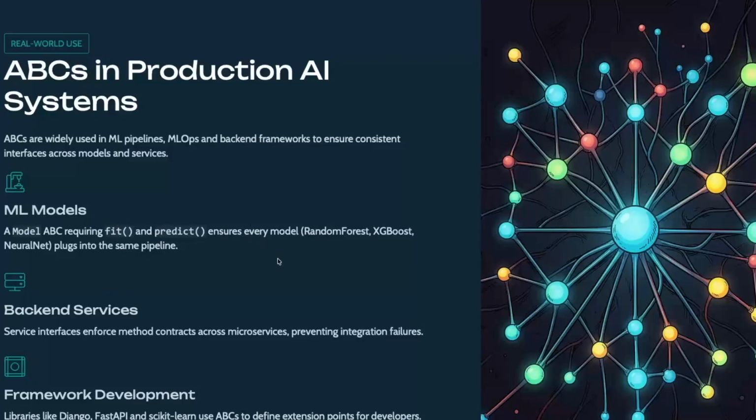Here, we could create a model abstract base class requiring those methods. Then, every new model automatically follows the same interface. A training pipeline can safely execute model.fit and model.predict without caring which specific model is being used. This pattern is extremely common in machine learning libraries, backend services, MLOps platforms, and large software frameworks. ABCs make large systems more predictable and easier to maintain.